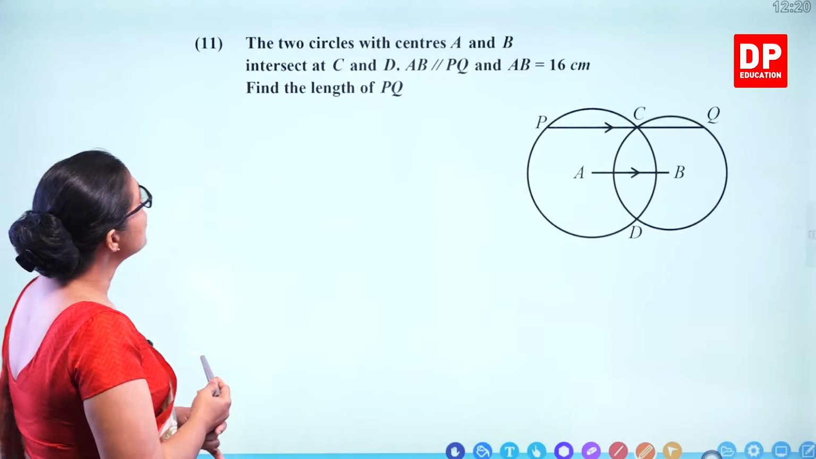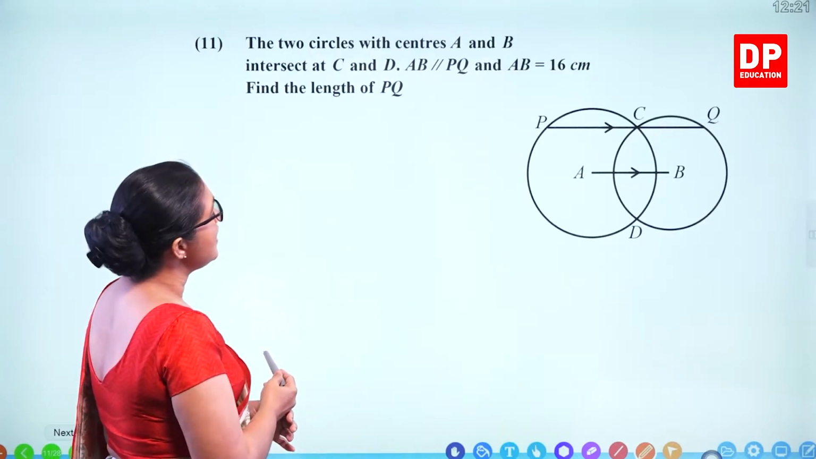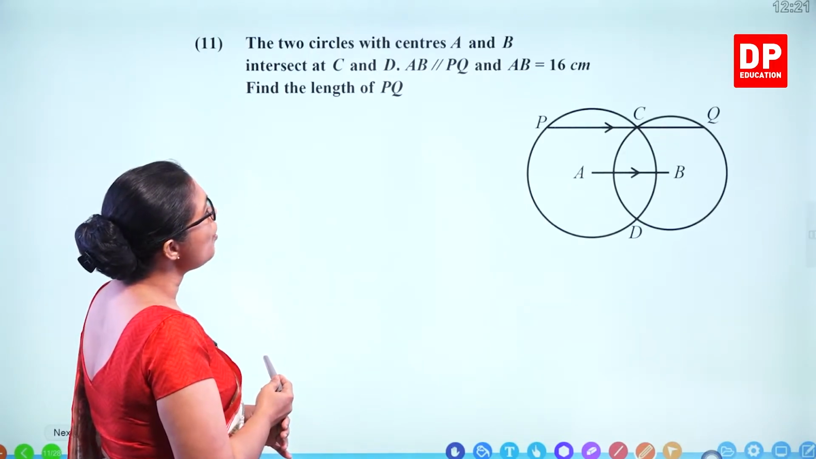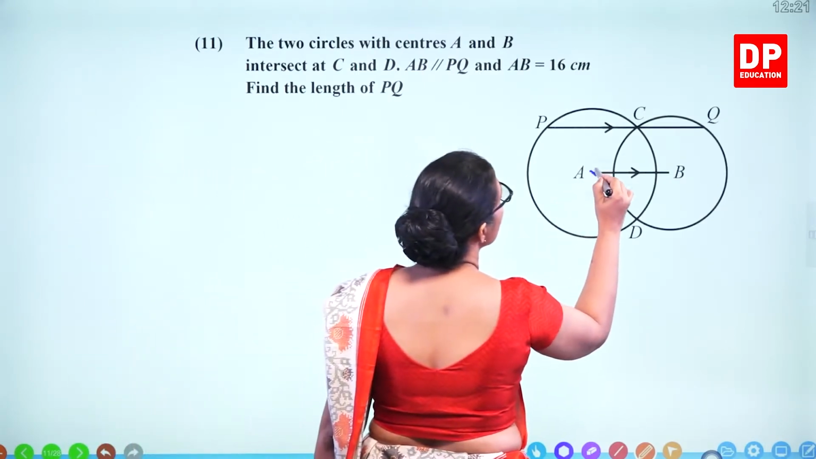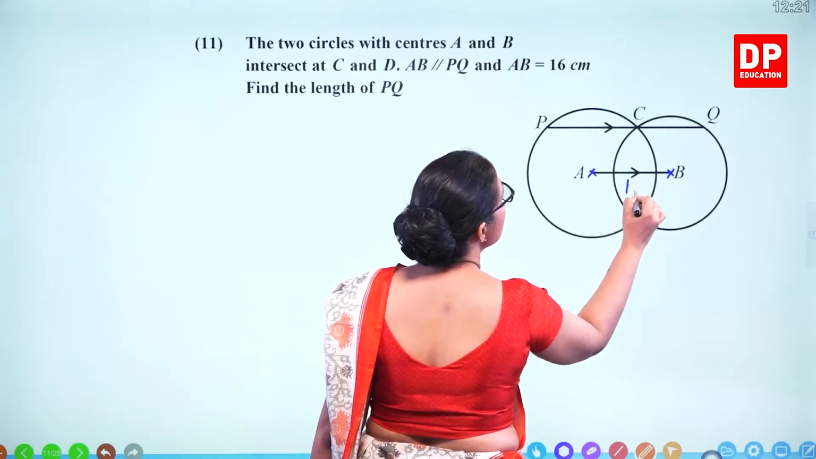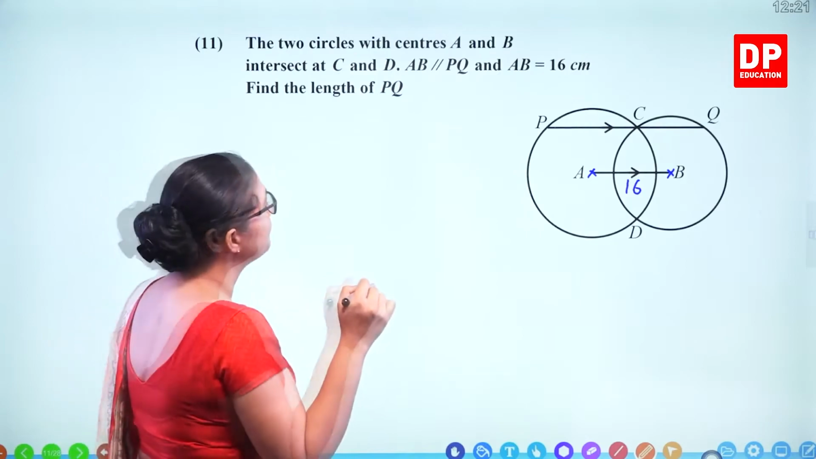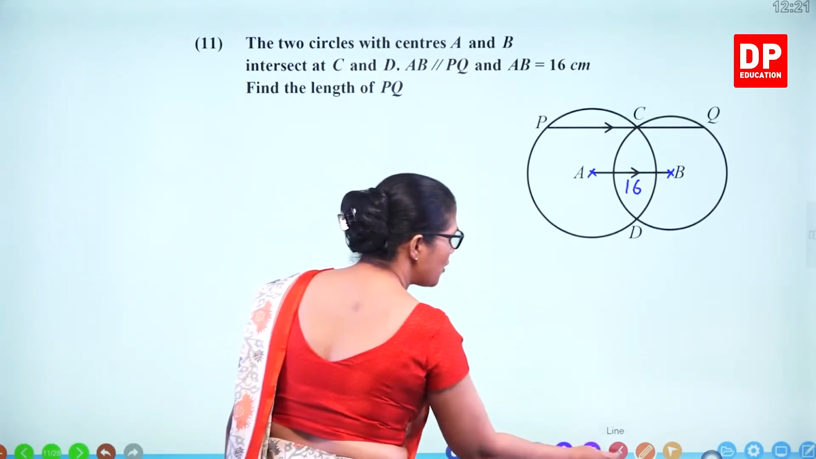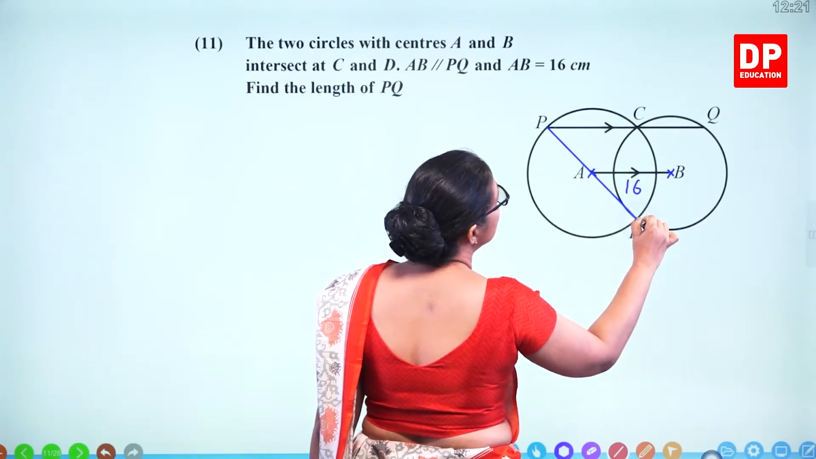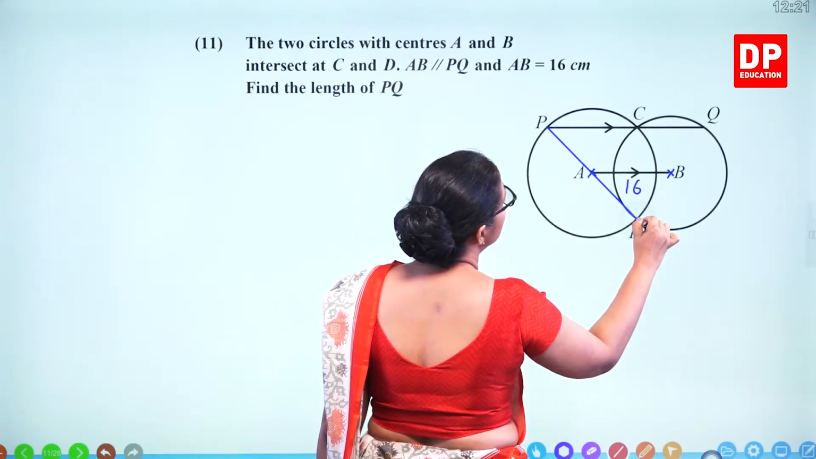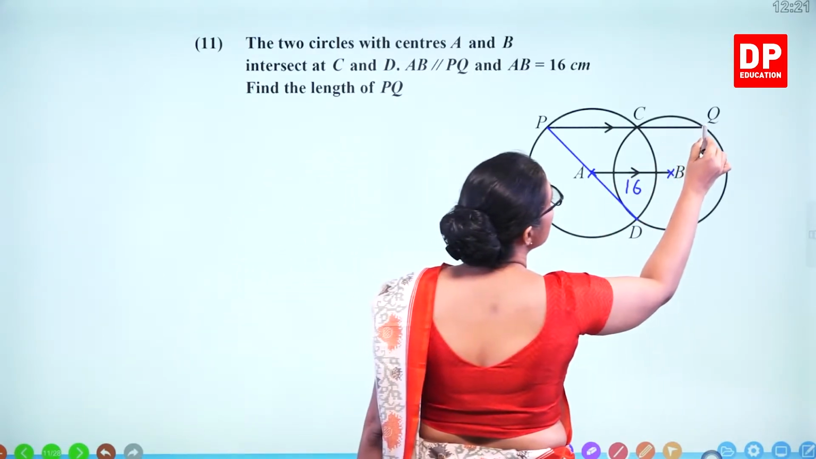Question number 11. The two circles with centers A and B intersect at C and D. AB is parallel to PQ and AB equals 16. Here to here, that's 16 given. Find the length of PQ. So what's the length? Now try to connect this one, and we'll connect this one.